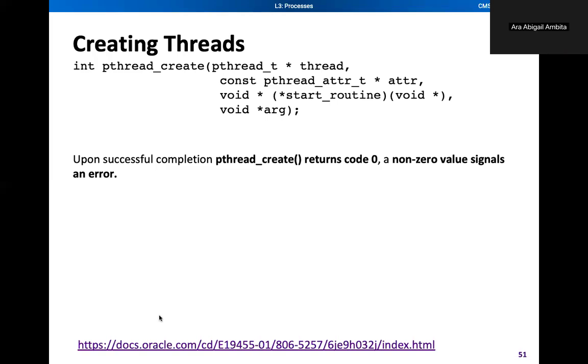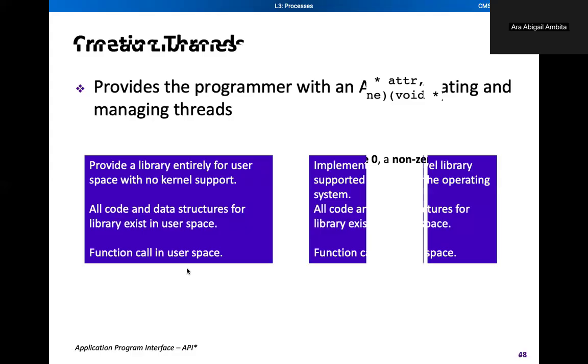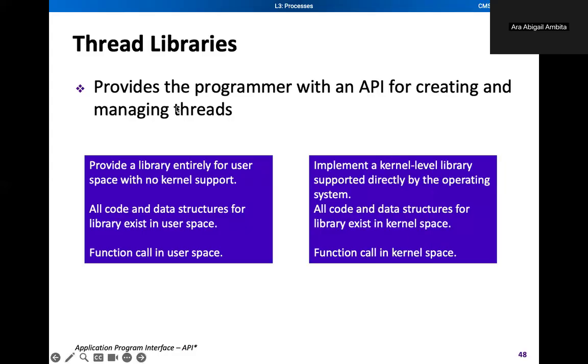Hi everyone. Today we are going to discuss how to create threads using the POSIX library. So if you remember from the last time, we have discussed user level and also kernel level threads. For user level threads, we are using a library that is entirely in user space with no kernel support.